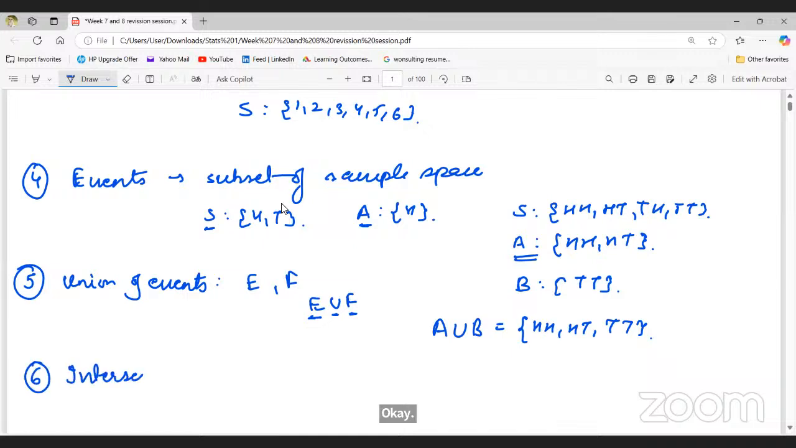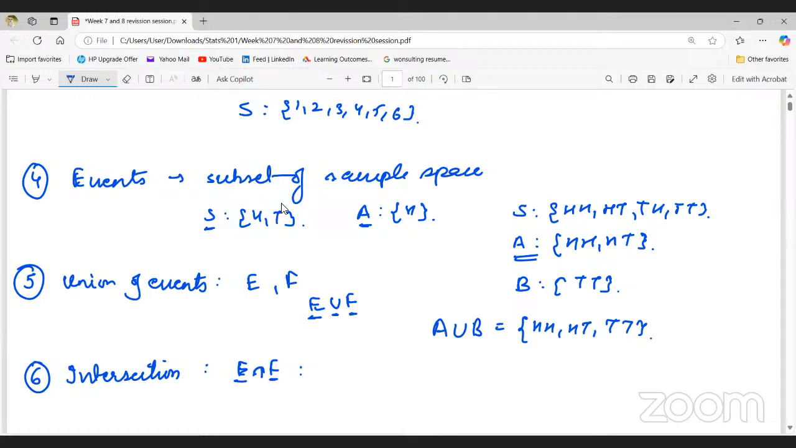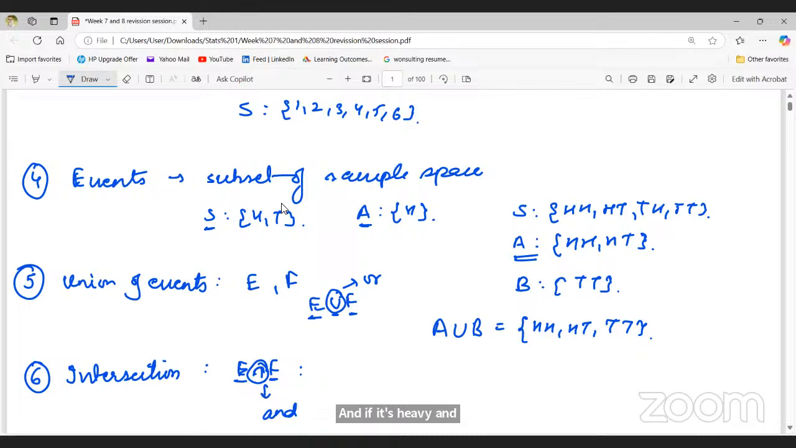What is intersection? The set of commonly present things between them. Yeah, it is represented by E intersection F, which can be considered as both E and F occur. So just remember, if in the sentence it is coming or, then we use the union, and if it is having and, then we use the intersection symbol. Fine. Yes, ma'am.